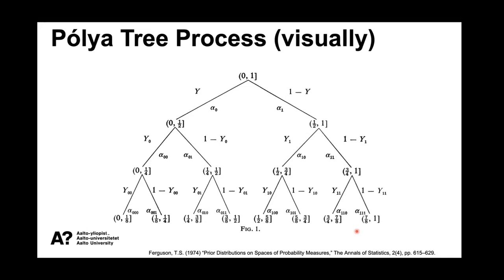What those processes essentially do is take the sample space and recursively partition it into subparts. Here the sample space would be the bounded space between 0 and 1, and you're recursively splitting this up, always in the middle in this case, into subparts. Then you associate every branch in this partition tree with some conditional probability, like Y0 here. This conditional probability is generated according to a beta distribution in the case of a Pólya tree process.